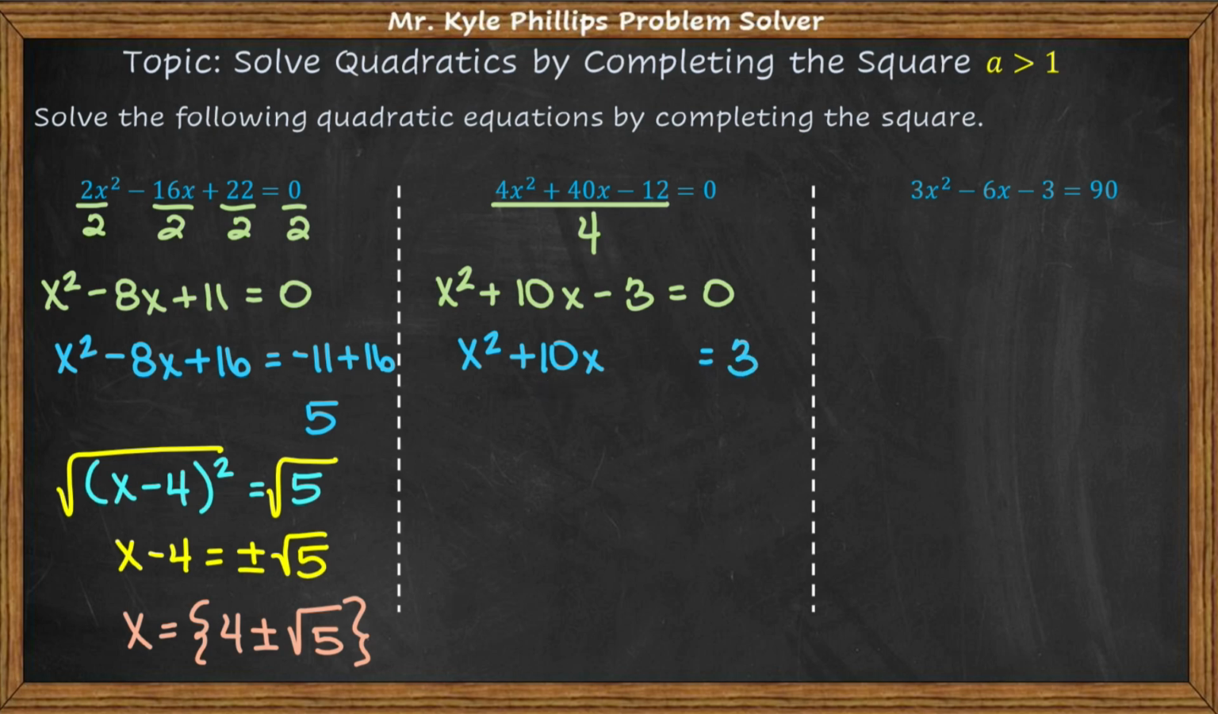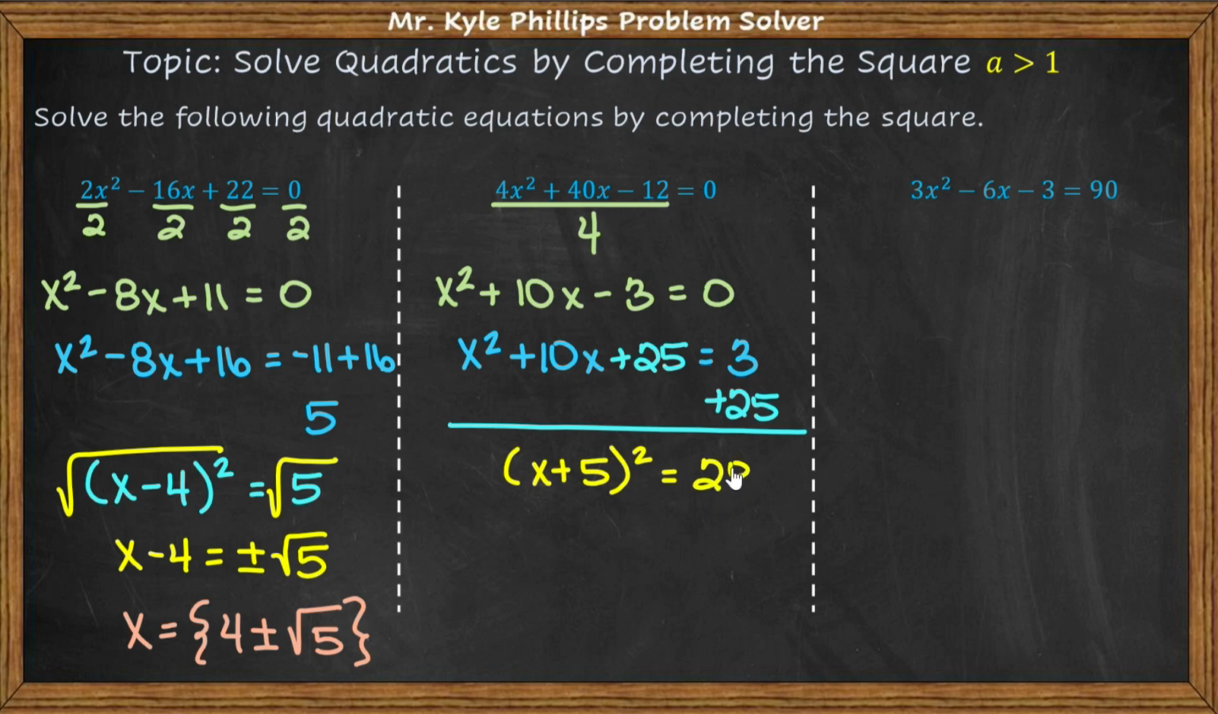Let's go ahead and cut 10 in half. That gives us 5. 5 squared is 25. And what we add to one side, we will add to the other. All right, here we need to factor our perfect square trinomial. So this is going to give us x plus 5. And then we're going to solve by taking the square roots.